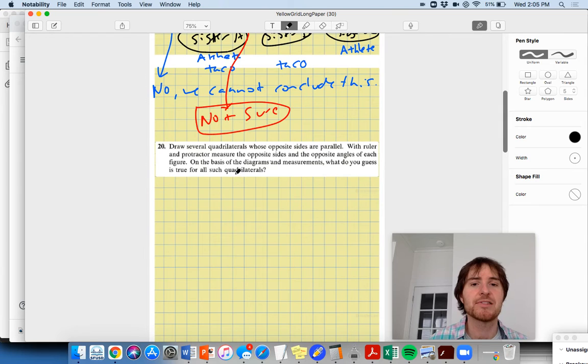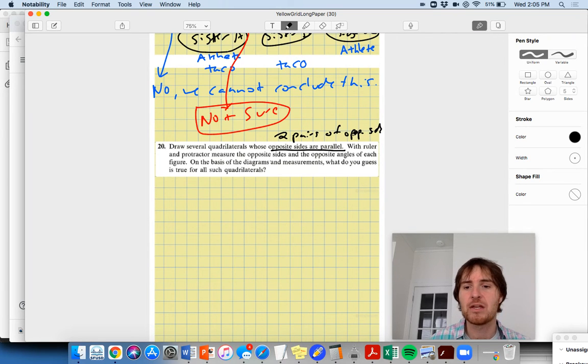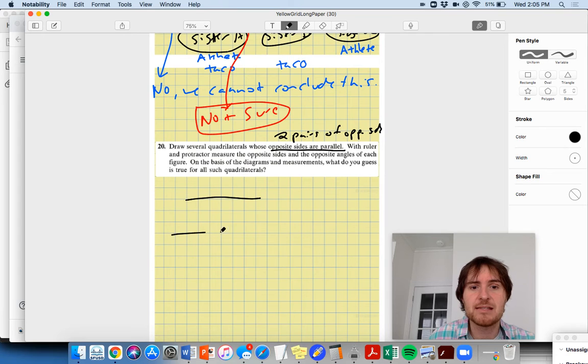Number 20 says draw several quadrilaterals whose opposite sides are parallel. So this must mean two pairs, right? Have two pairs of opposite sides. Okay, that's the only way we can draw a quadrilateral where we have sides that are parallel. This is if you have two pairs of that. So here, that side and maybe this side, let's make them parallel.